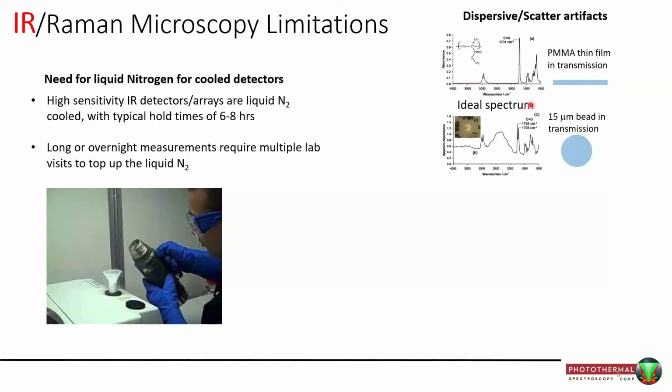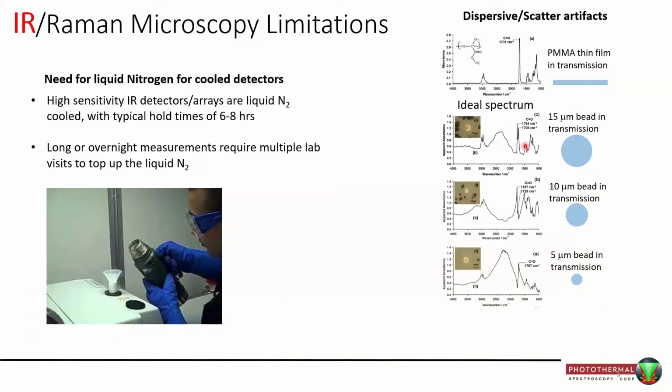But if you take the exact same material and make it into a bead and measure that in transmission, well, all of a sudden things don't look so pretty. You've got an offset baseline, you've got a weird baseline, the peaks are shifted and split. And then as you change the size, the spectra change.